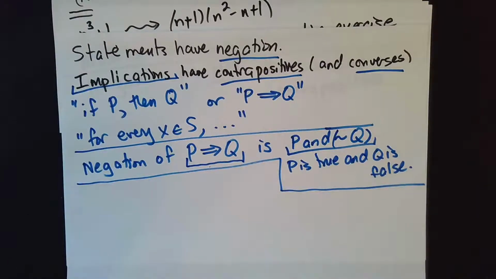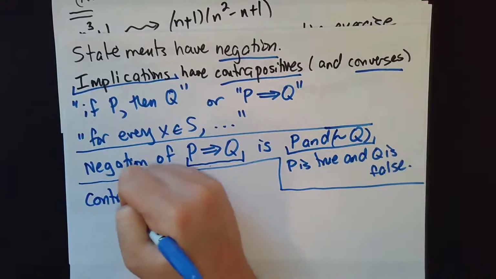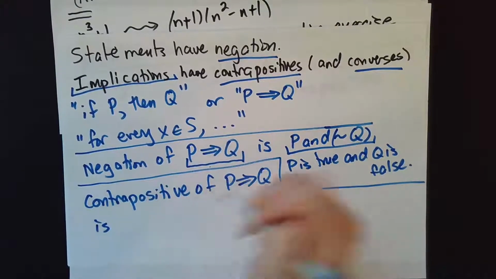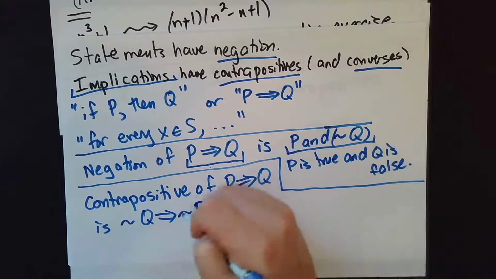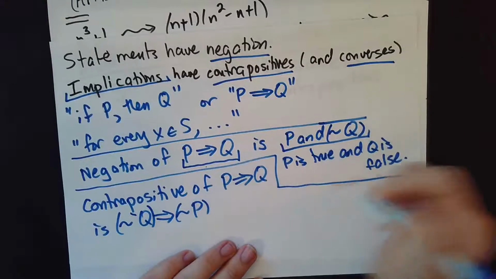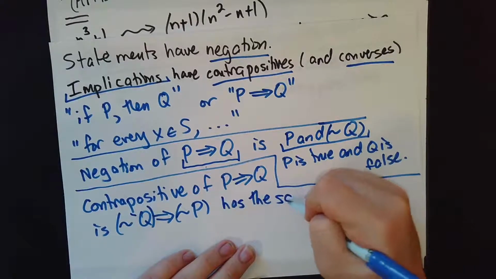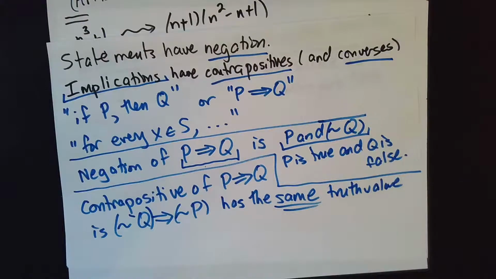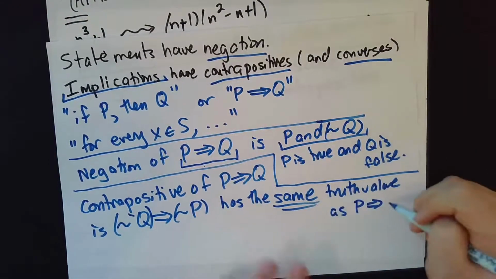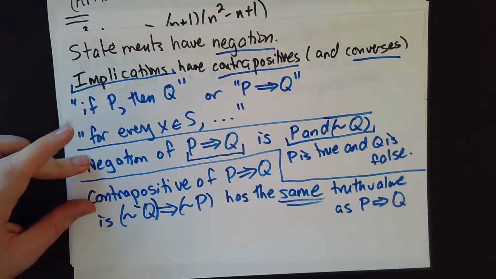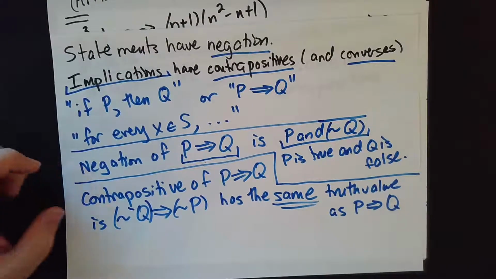That is, in some sense, the literal opposite of what a contrapositive does, because the contrapositive, which is this very weird thing, of P implies Q is not Q implies not P. This contrapositive has the same truth value as P implies Q. So what this is basically saying is that the negation and contrapositive are as far apart as they could possibly be, because the negation has the opposite truth value, but the contrapositive has the same truth value.